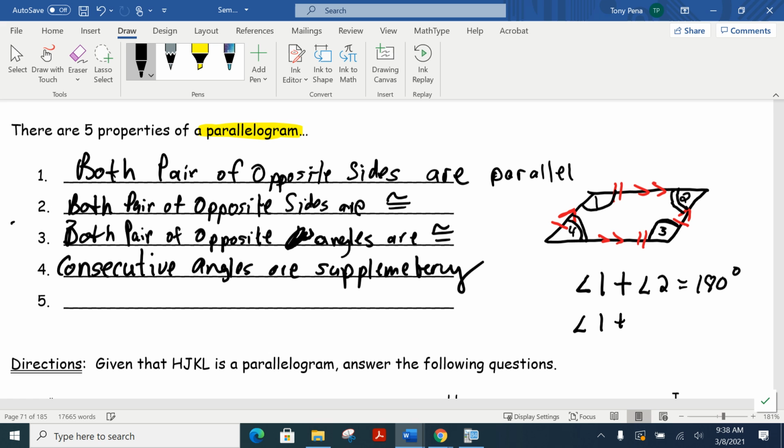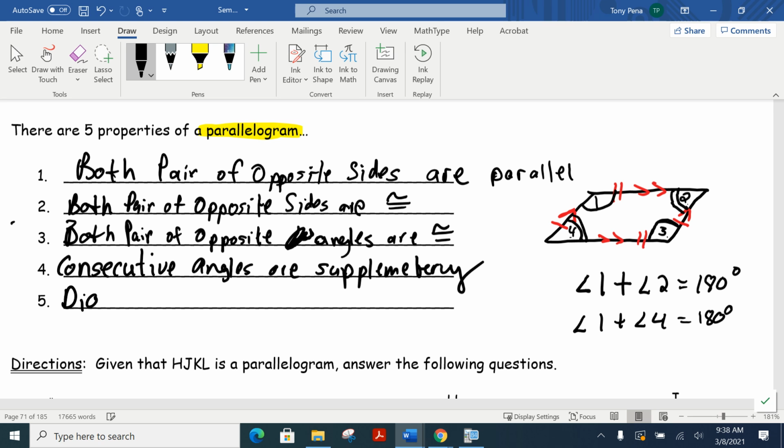However, isn't angle 1 also consecutive or next to angle 4? So angle 4 and angle 1 would also be 180. So there's different combinations. 2 and 3 are consecutive. 3 and 4 are consecutive. So when we add an angle with an angle right next to it, they should add up to be 180 degrees. Okay.